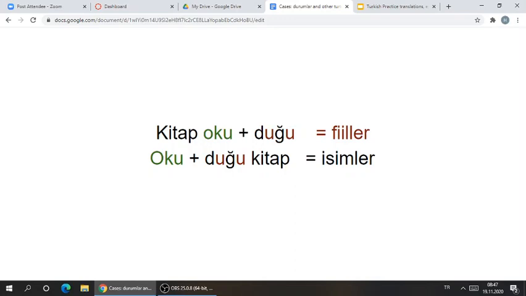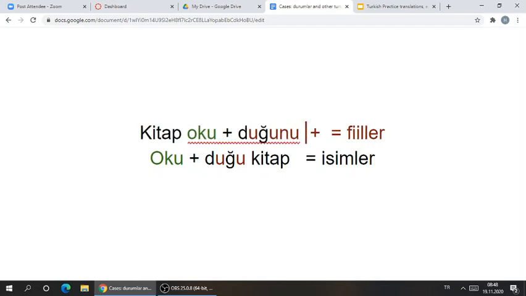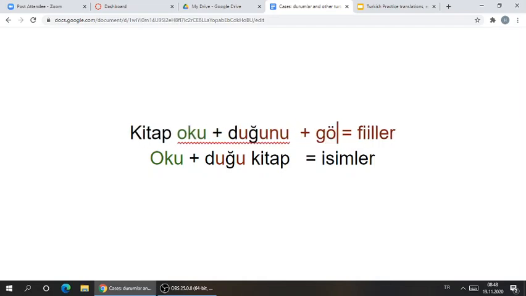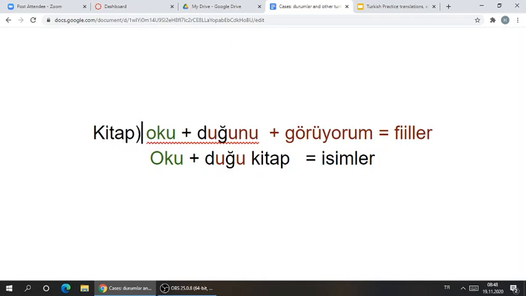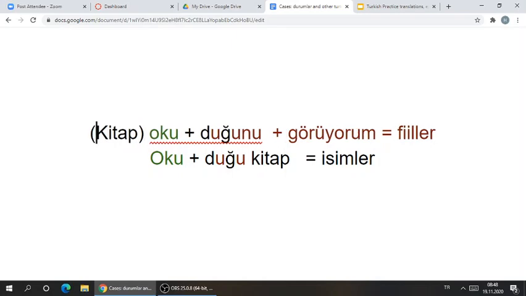Kitap okuduğu. You must have another verb after this. Kitap okuduğunu. Perhaps görüyorum. So what does this mean? I see that you are reading a book. You could take out this kitap and just have okuduğunu görüyorum. I see that you are reading.